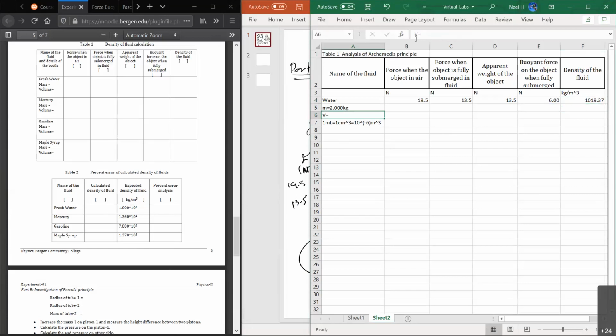So volume is 600 milliliters. Okay. Okay, then let's continue to the next one.